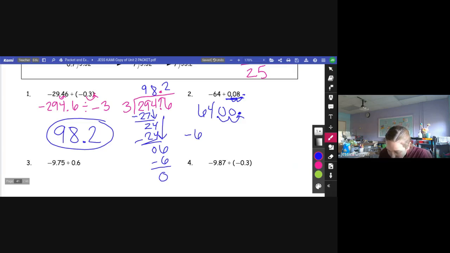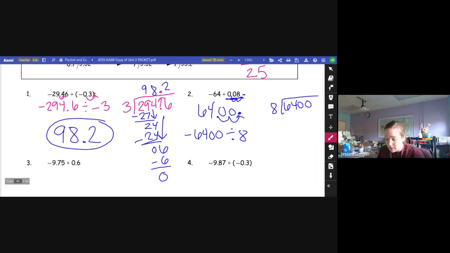So I'm going to rewrite my question so it makes a little bit more sense. I've got negative 6,400 divided by 8 now. The first number goes in the box. I'm going to ignore my negatives for a brief moment here. And again, I don't really have a decimal point. If I wanted, I could put it here at the end and bring it up. 8 goes into 64 8 times perfectly. So I'm left with nothing, nothing, nothing, which means I'm going to have 800 as an answer.